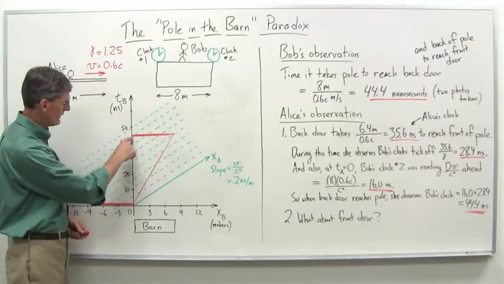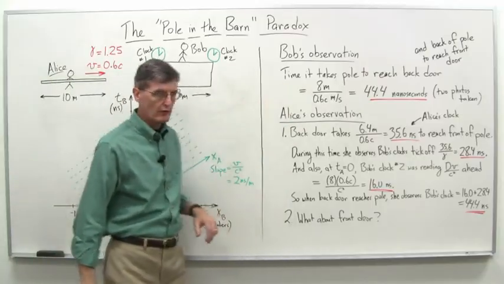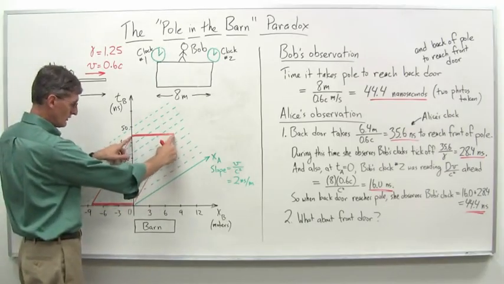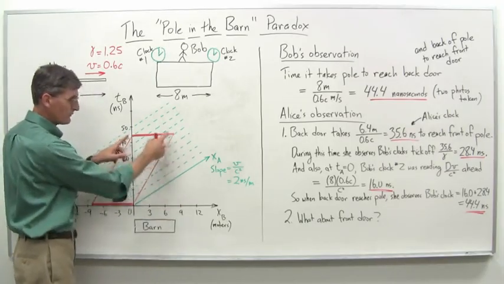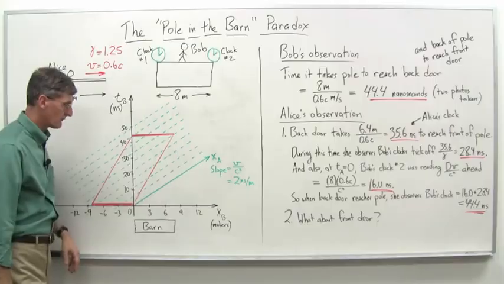And note this is at about 44 nanoseconds, just as we had over here, 44.4 nanoseconds is when the photographs were taken by Bob. So he has one clock at each end, one clock here and here, that take the photographs of each end and get the 44.4 nanoseconds.